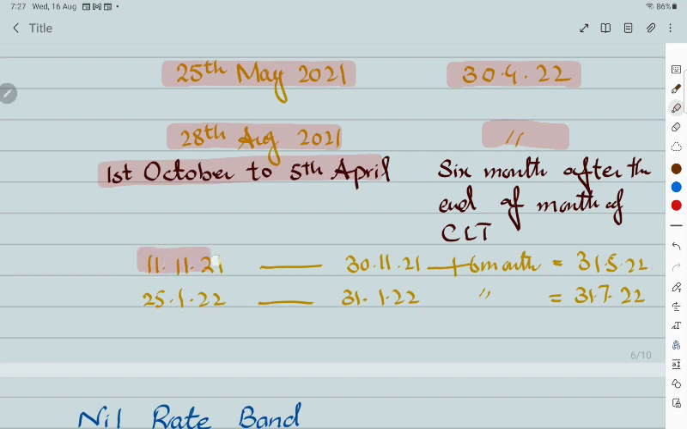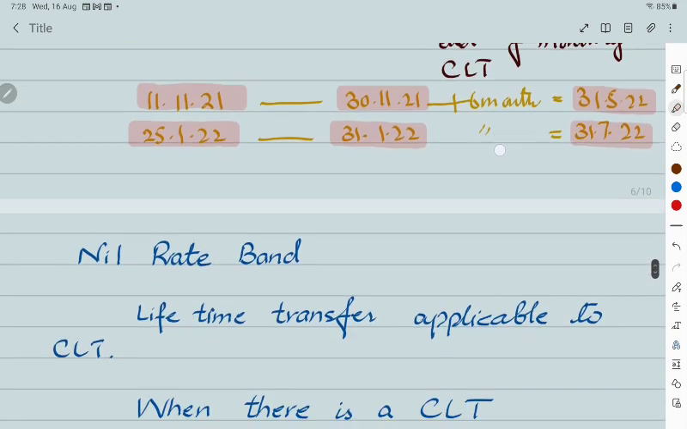Like if the date of gift is 11th November 2021, first you have to go to the last day of this month, that is 30th November 2021, and then add 6 months to this. This will give you 31st May 2022 as the due date. And if the gift is made on 25th January 2022, you again go to the last day of this month, that is 31st January, add 6 months, and this will be the due date, 31st July 2022.